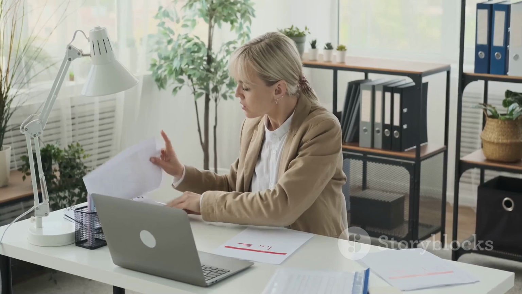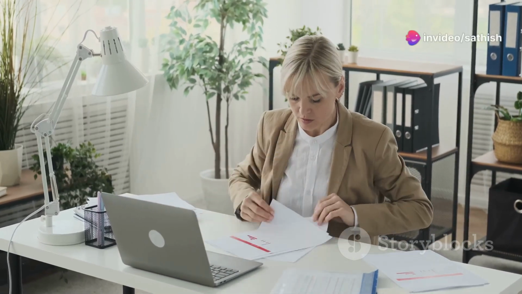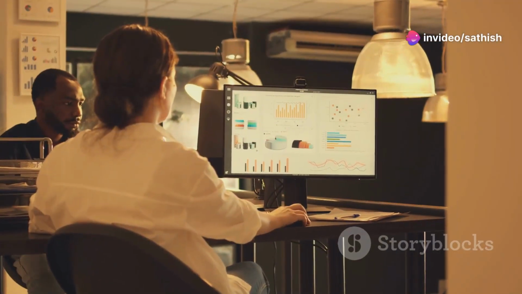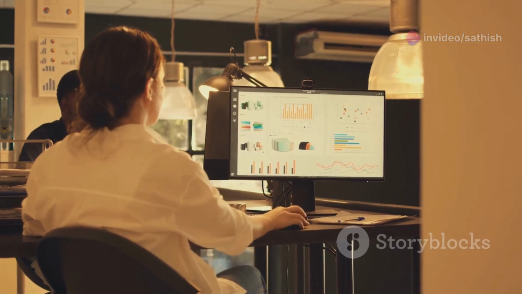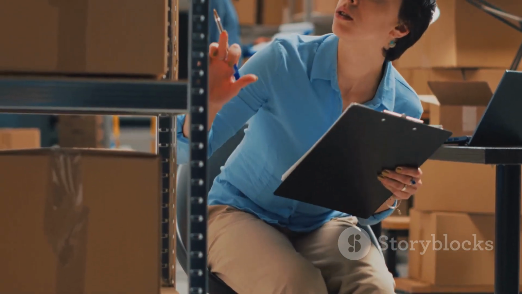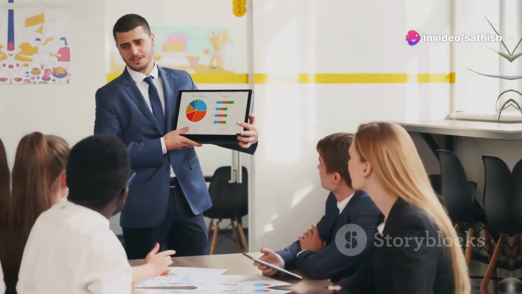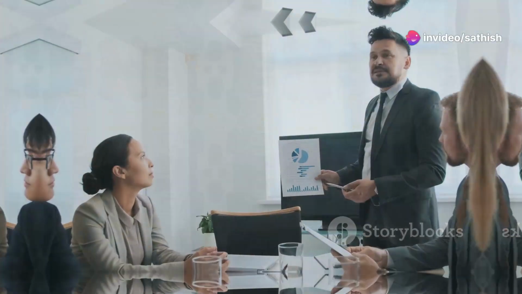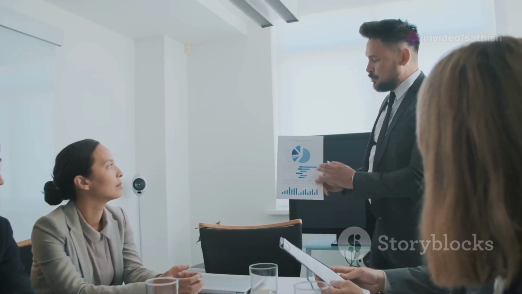Gather all relevant information, including invoices, contracts, and any communication records. Next, investigate the issue thoroughly to determine the root cause of the discrepancy. This may involve reviewing internal records, verifying order details, or contacting relevant departments within your organization. Once you have a clear understanding of the situation, communicate your findings to the customer promptly and professionally.